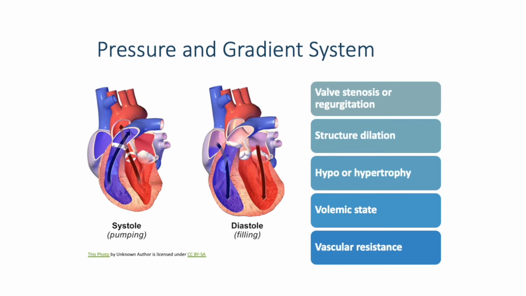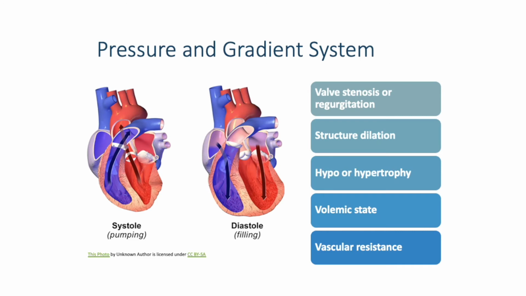Certain factors will also affect this pressure and gradient system. This can include valve stenosis or regurgitation, so we have abnormal function of our valves. We can have structural heart dilation. We can have hypo or hypertrophy, which is the function and health of the muscle tissue. Our volemic states, are we dehydrated? Are we fluid overloaded? That will affect the pressure and gradient system as well. And our vascular resistance as a whole is going to determine how our pressure and gradient system functions.